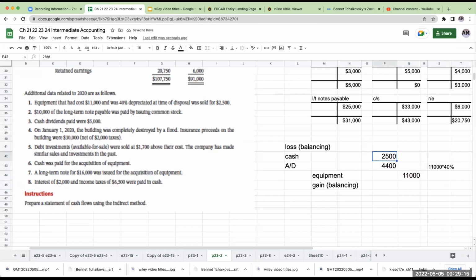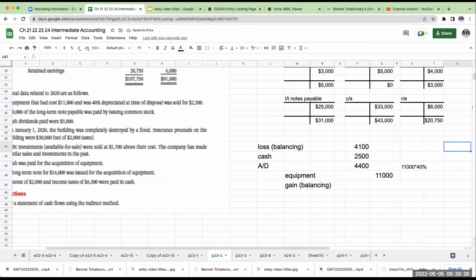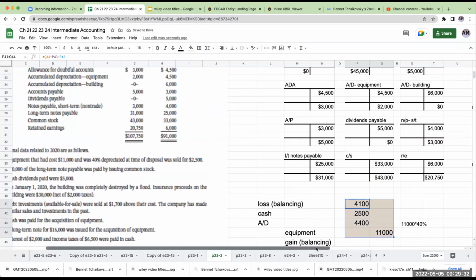I sold it for 2,500. So I have a loss, right? I sold it for less than its book value. So my loss on the sale of equipment is basically here, it's going to be 4,100. When I have this transaction, I put it in a journal entry, and I'm going to go ahead and post it to the various different T accounts.